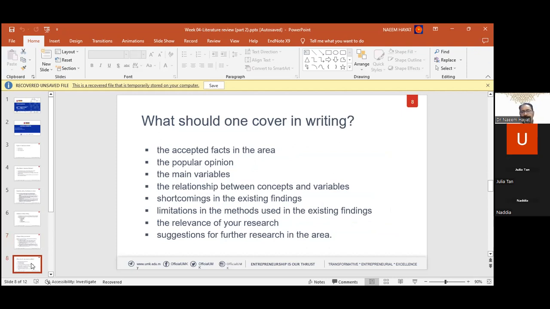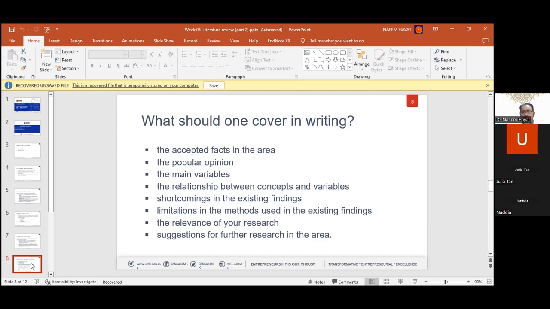What follows is more related to the narrative literature review. What areas must we cover, or what must we add in the literature writing? First, the accepted facts of the area, that is, the definition of the topic, the issues, and how important those issues are, which we come across while reading the literature. Then the popular opinion: it may influence negatively, positively, or not at all, and under what criteria. These are some common understandings we already have from the literature.